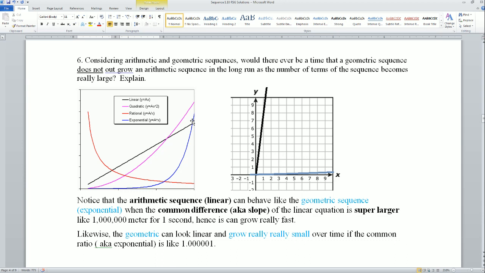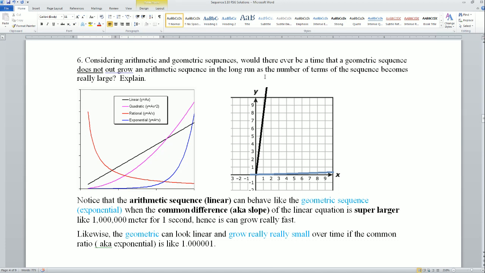However, there's a proof for this, but you would have to do advanced mathematics where you would look at the convergence and divergence of a sequence. But for this one, the simple definition would be this. Notice that the arithmetic sequence, or the linear, can behave like the geometric sequence, exponential, when the common difference, aka the slope of the linear equation, is super large, like 1 million meters per second. Hence, it goes really fast.